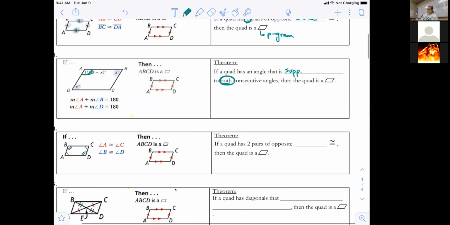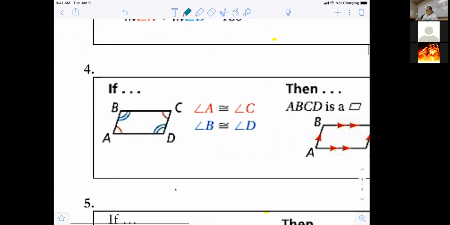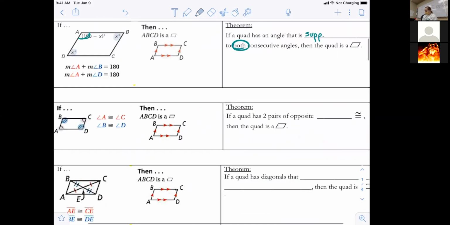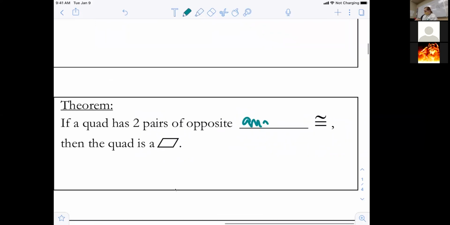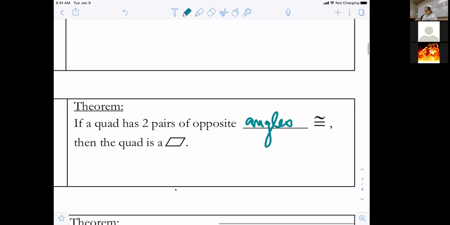All right, number 4. Now I'm talking about opposite angles. If A and C are congruent, and if B and D are congruent, then I've got a p-gram. So now it's both. If both pairs of opposite angles are congruent, then a quad is a p-gram. Again, 2 pairs of opposite angles.